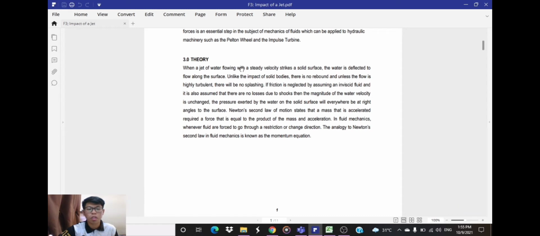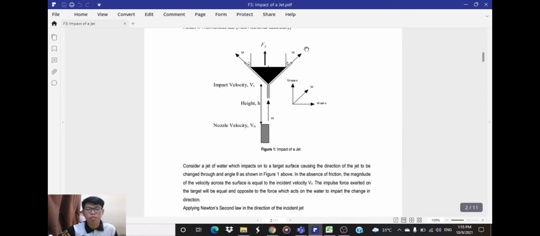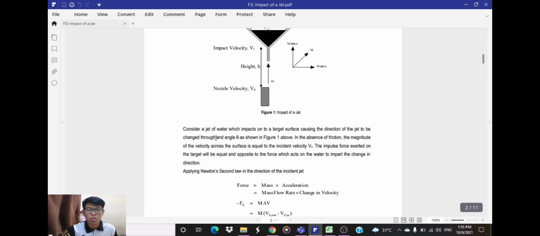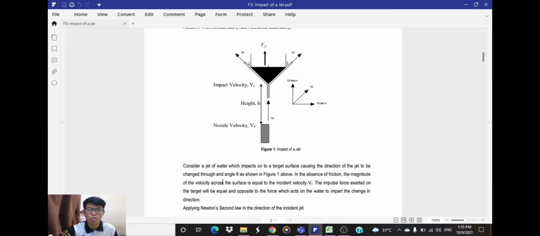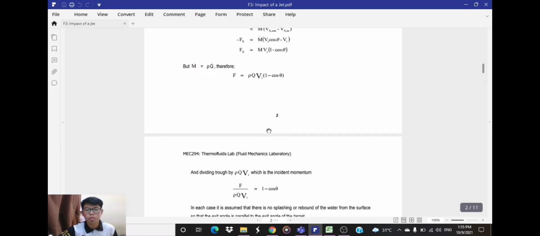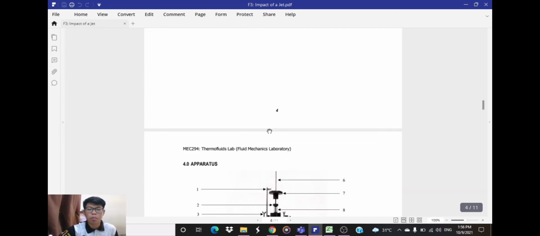For the theory, this is the diagram for impact of a jet. This is the nozzle velocity. Consider a jet of water which impacts onto a target surface, causing the direction of the jet to be changed through an angle theta, as shown in figure 1. In the absence of friction, the magnitude of the velocity across the surface is equal to the incident velocity, Vi. The impulse of force exerted on the target will be equal and opposite to the force which acts on the water to impart the change in direction. Let's go to the apparatus of this experiment.